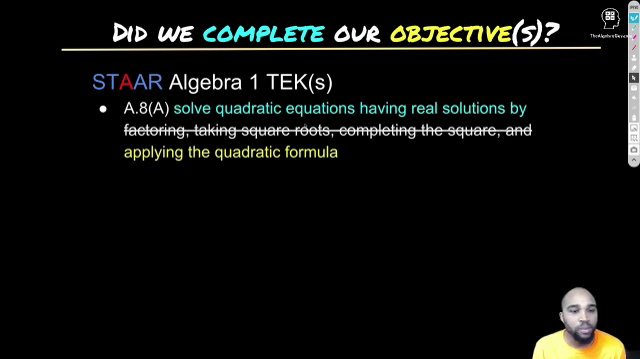All right, so did we complete what we sought after to do? Yeah, we solved quadratic equations having real solutions by using the quadratic formula.